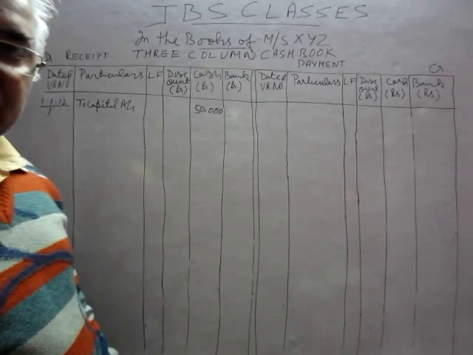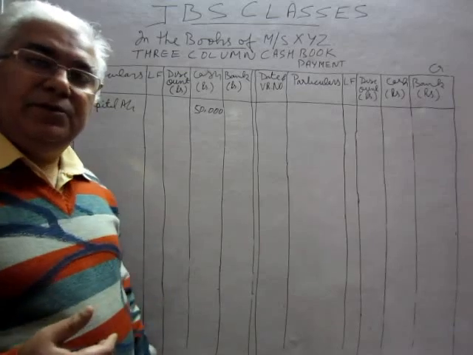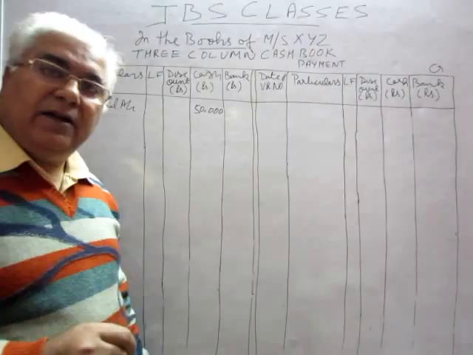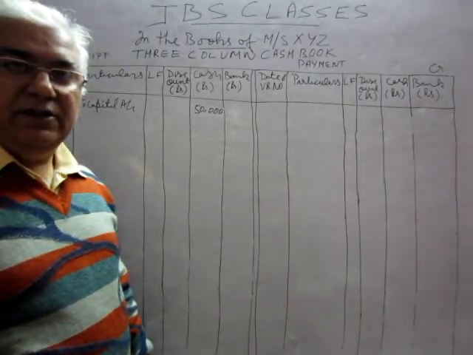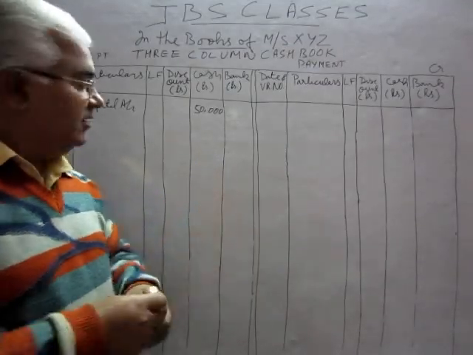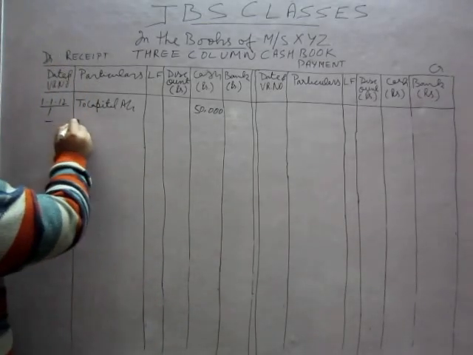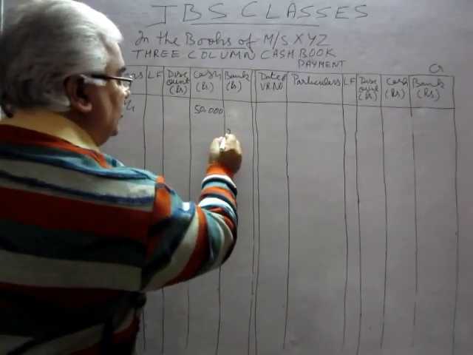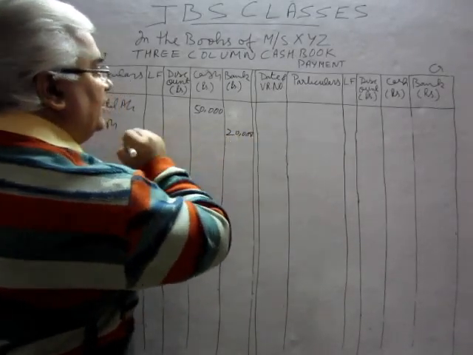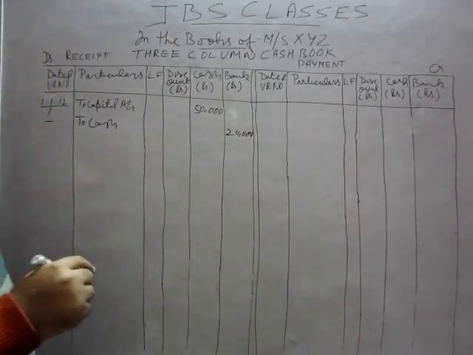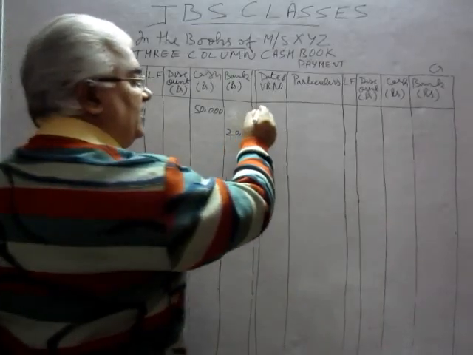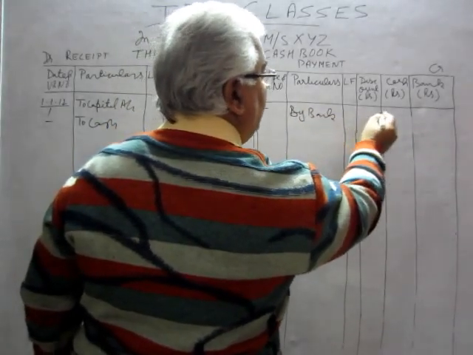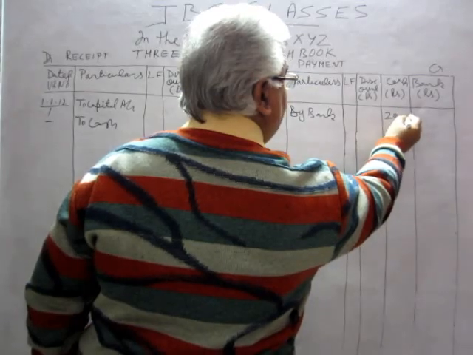Let us take the second transaction: 20,000 is deposited in the bank. Now what is the journal entry for this? Bank account debited to cash. So the bank account is being debited here. It will be like this. Put the date here: to cash 20,000. The bank account has been debited. Now you have to credit the cash account. Put the date here, by bank account, and put the amount in the cash column.